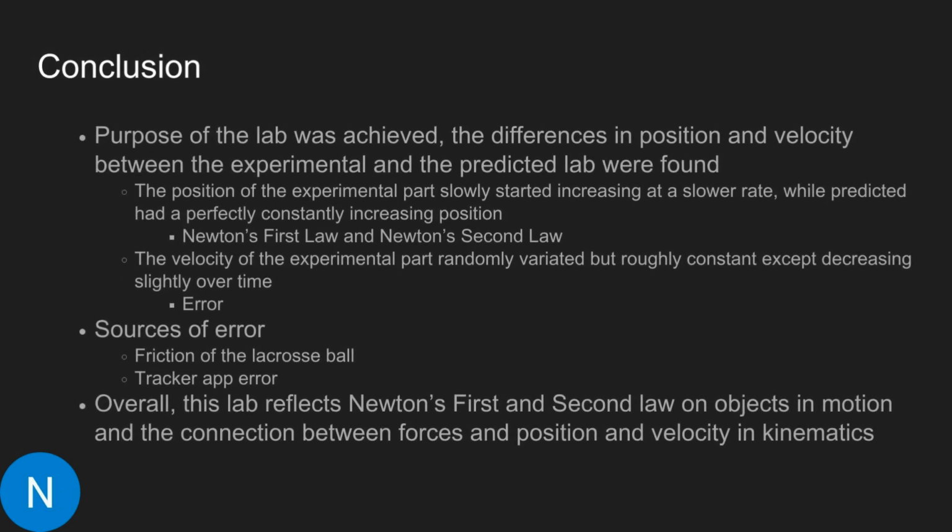The purpose of this lab was achieved where the predicted data's position increased at a perfectly constant rate while velocity did not change at all. And then in the experimental data, the position was increasing at mostly a constant rate, and the velocity had some variation, which was due to Tracker app recognition error, and slightly decreased over time. And that is most likely because of friction of the lacrosse ball slowing it down as it rolled in the video. And without these two sources of error, the experimental and predicted data should have been exactly the same.